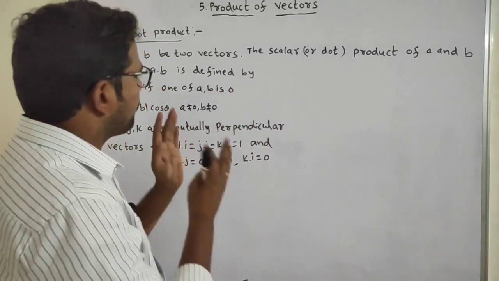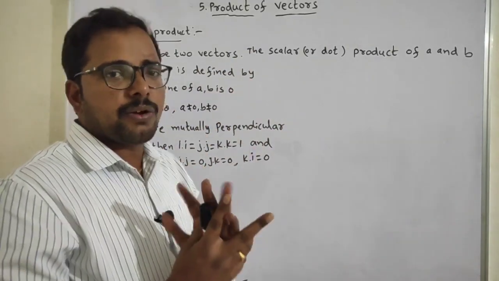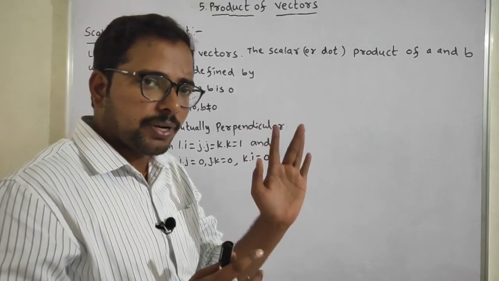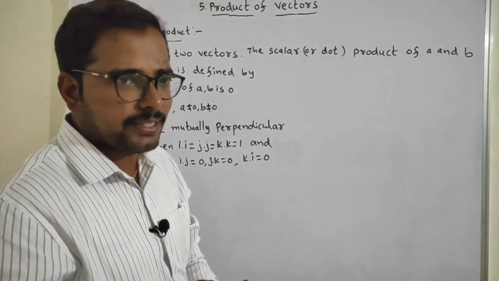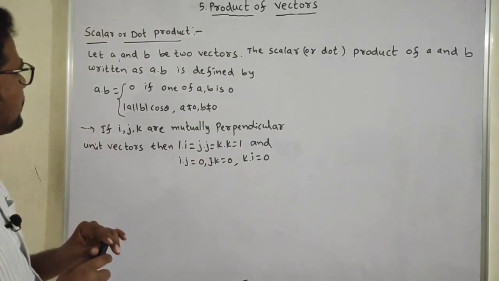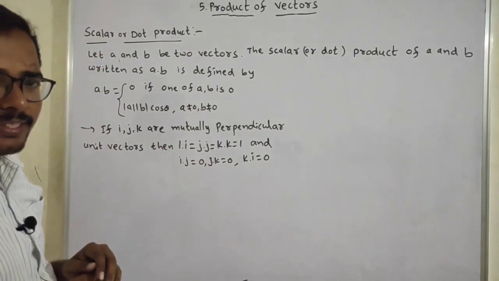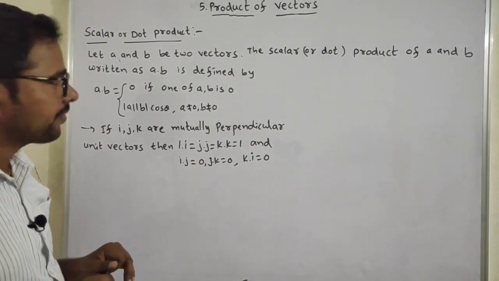ఫస్ట్ మనకి ఏంటంటే డాట్ ప్రోడక్ట్ ఉంటుంది, సెకండ్ వన్ క్రాస్ ప్రోడక్ట్ ఉంటుంది. So first, in this class, we will see what is dot product and important examples.